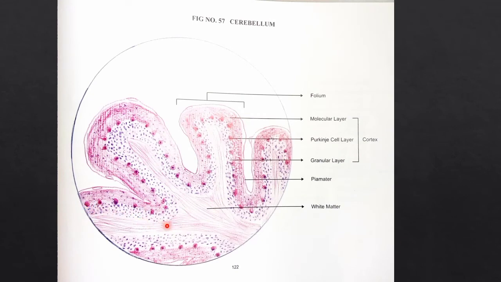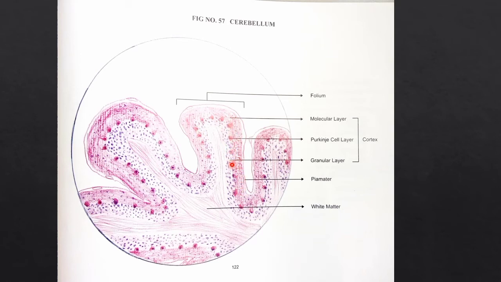Cerebellum identification is also very easy. How to identify the cerebellum: there are so many numerous folds we can identify. These folds are called folia. If you observe one particular fold, we can identify the molecular cell layer above. Then just below that, we can identify flask-shaped cells, which are called the Purkinje cell layer.